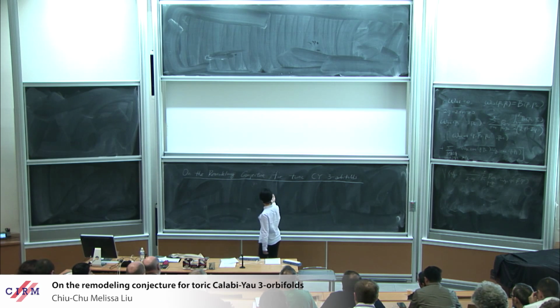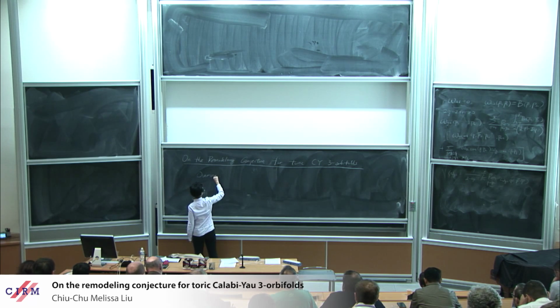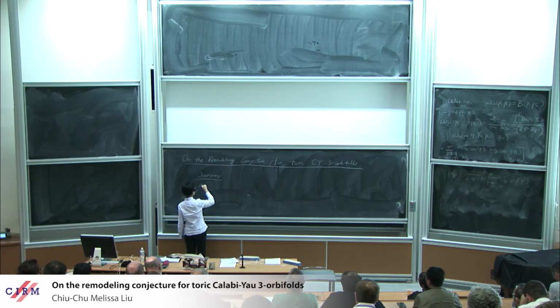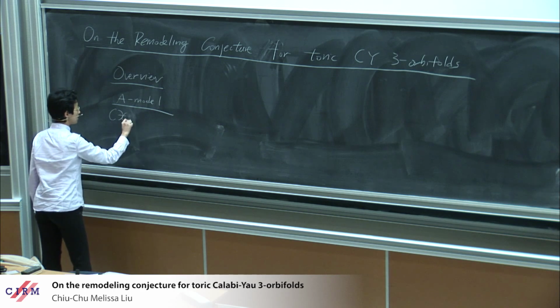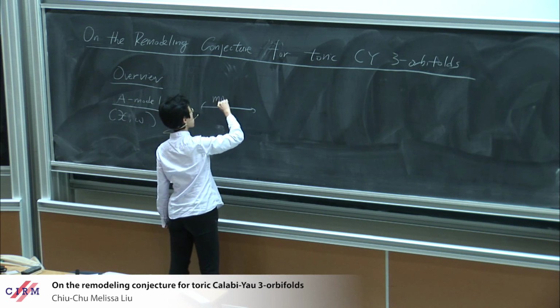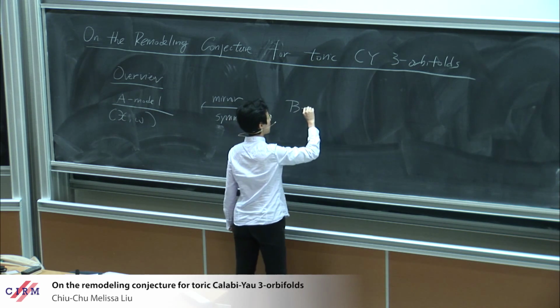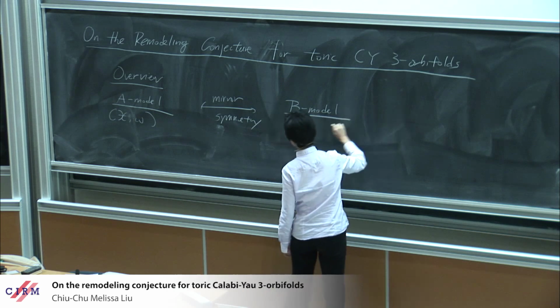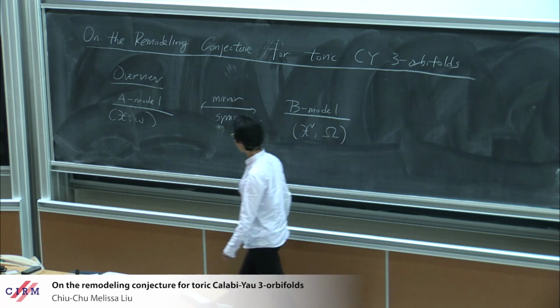So let me first give an overview of what this remodeling conjecture is about. This can be viewed as some version of mirror symmetry. Broadly speaking, mirror symmetry relates the A model on some symplectic manifold to the B model on some mirror manifold defined in terms of the complex structure of the mirror manifold.